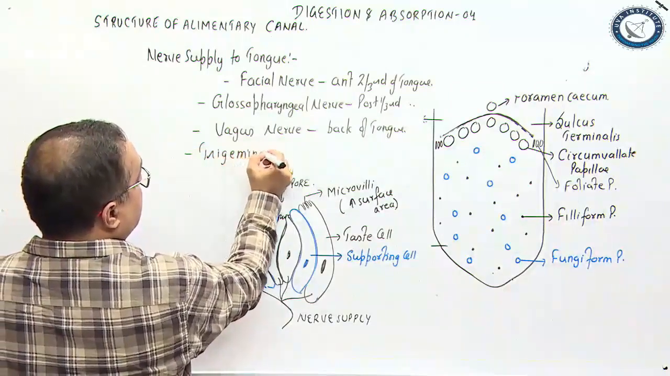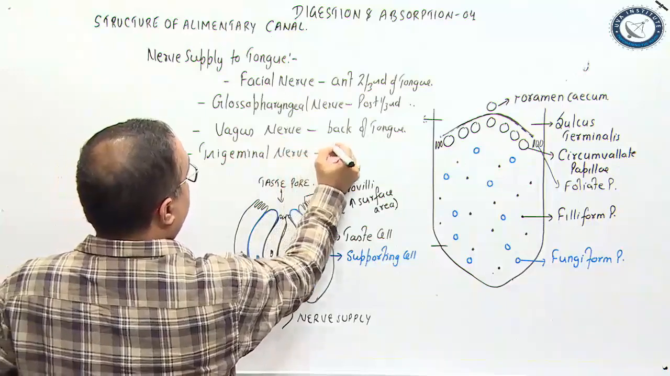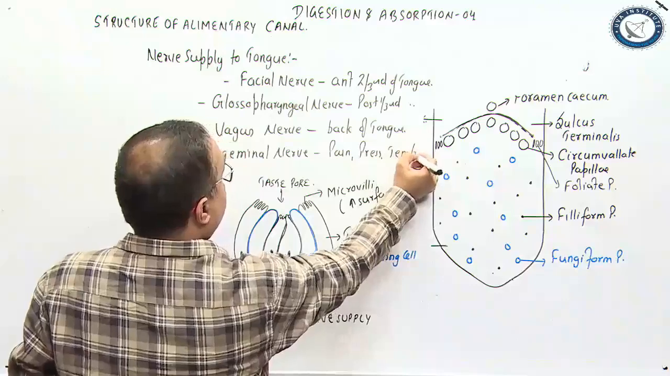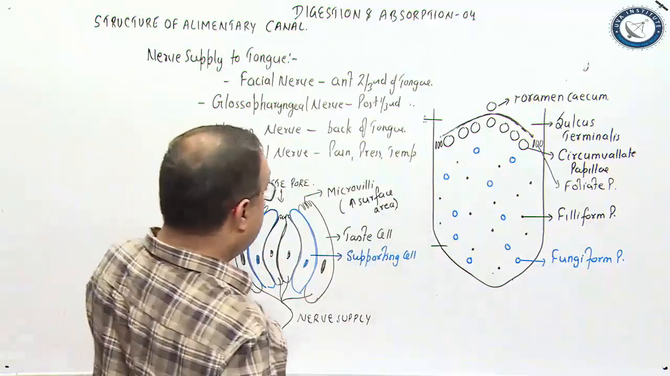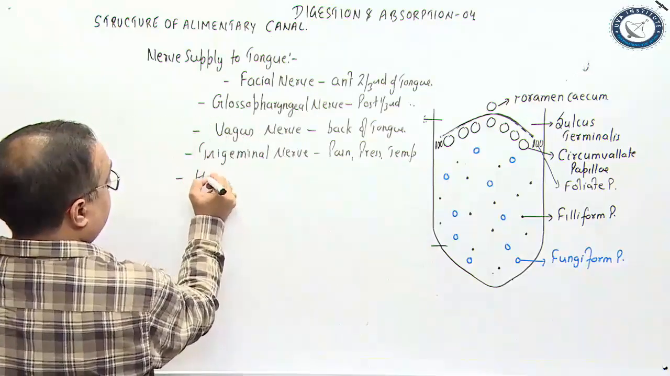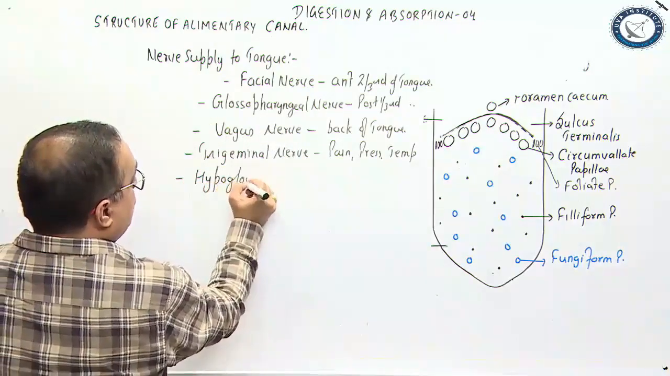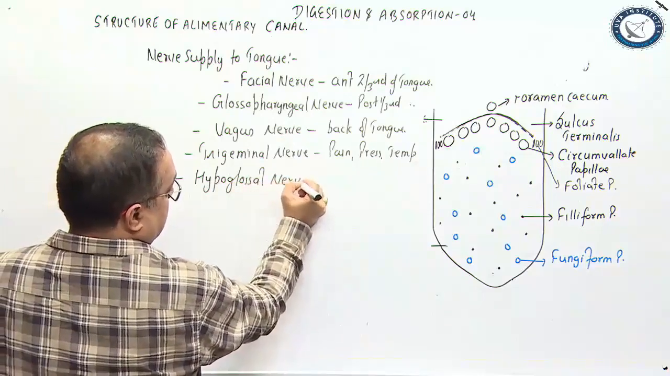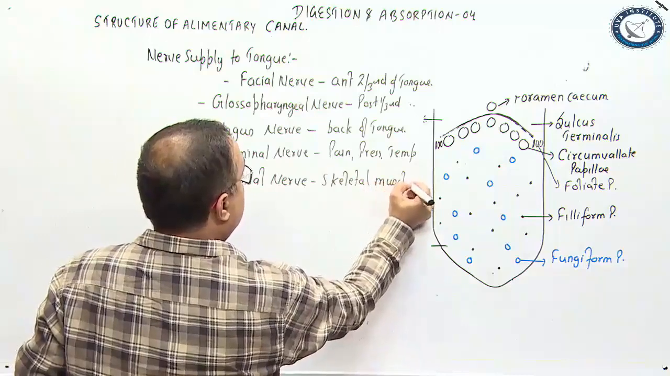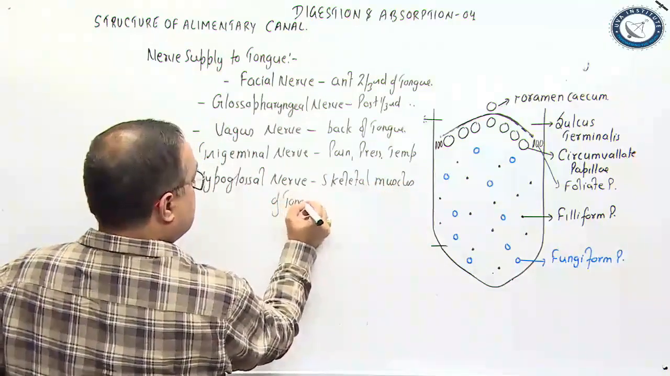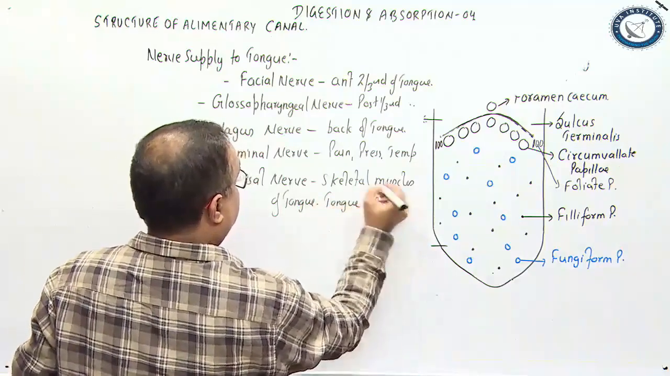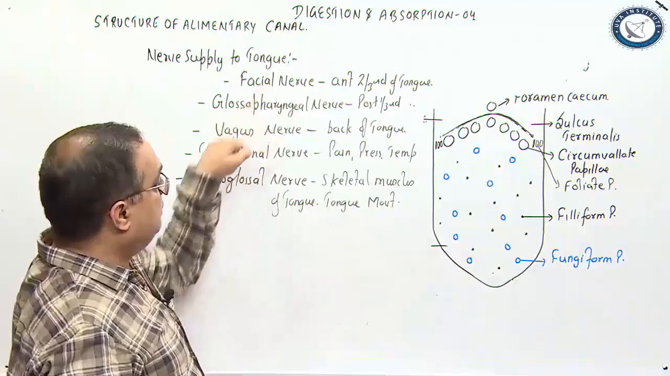Trigeminal nerve, it carries the sensation of pain, pressure and temperature from tongue surface, right? Another nerve is hypoglossal nerve. Hypoglossal nerve supplies the skeletal muscles of tongue, and it is for tongue movement. Right, you are able to move your tongue with the help of this nerve.